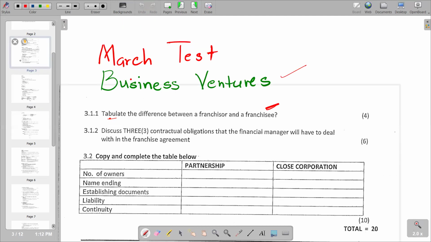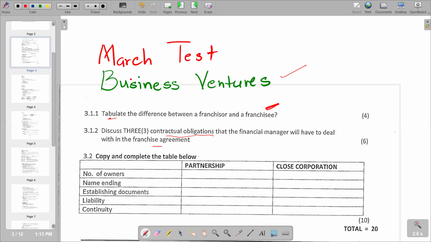Going on to the next part of the question, which is 3.1.2: discuss three contractual obligations that the financial manager will have to deal with in the franchise agreement. We need to understand what contractual obligations are so that we can deduce these obligations. When we are talking about contractual obligations, we are talking about elements of a contract, typically outlining the terms and conditions that govern the relationship between the parties.